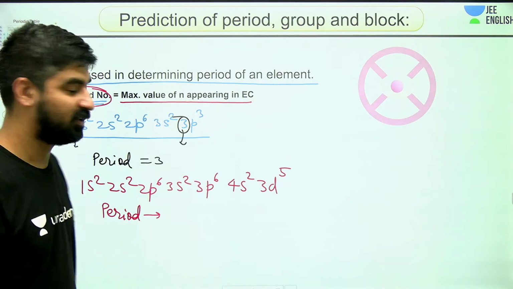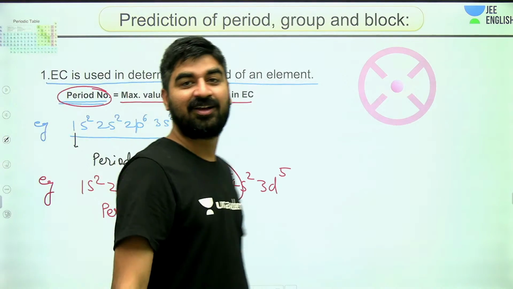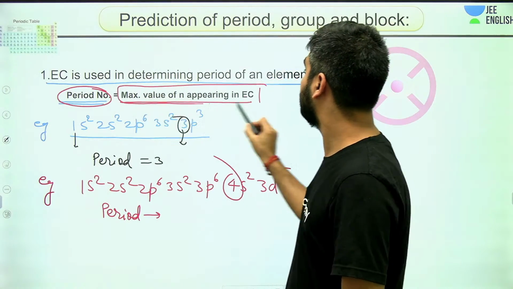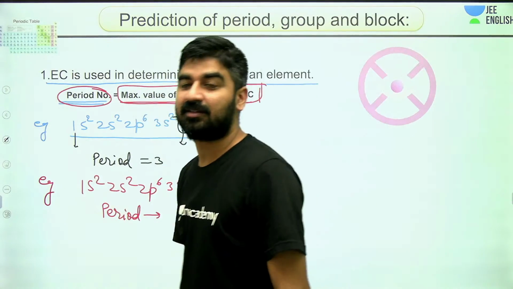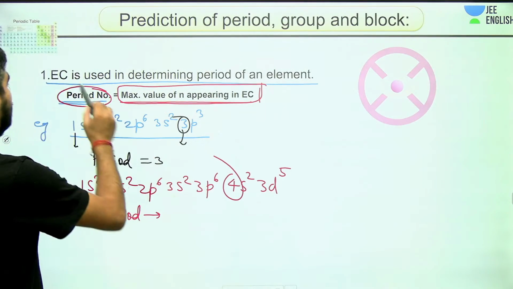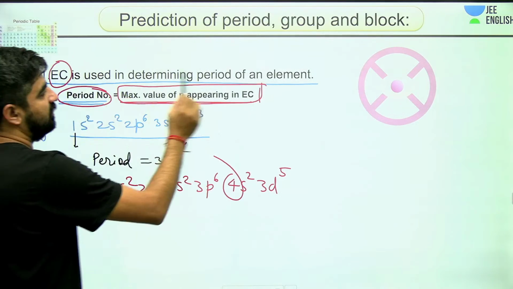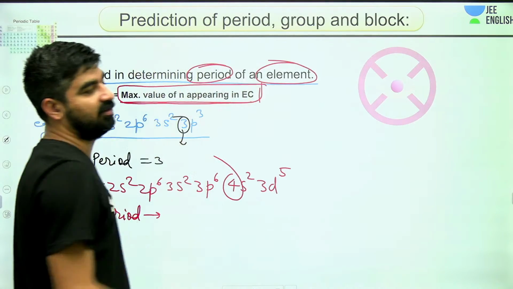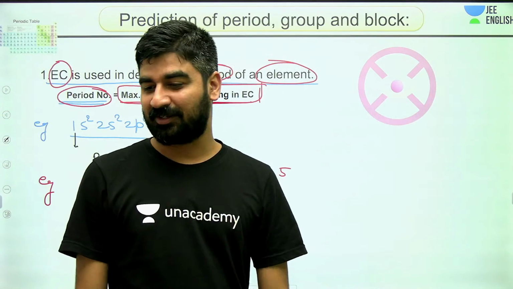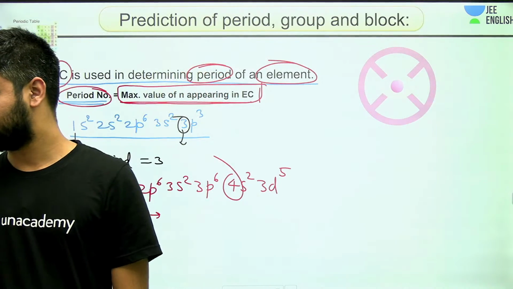4. Yes. Why? So now you know, guys, the period number will be equal to the maximum value of n appearing in the electronic configuration. So guys, electronic configuration is used in determining the period of an element. So now you know how to find the period of an element, right?